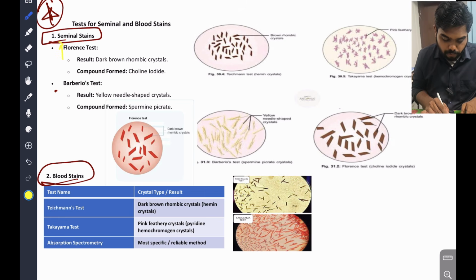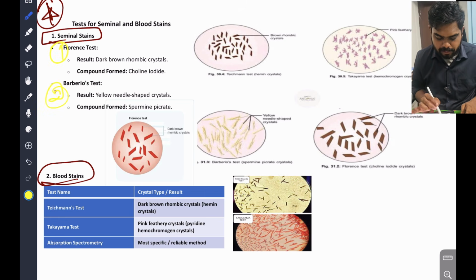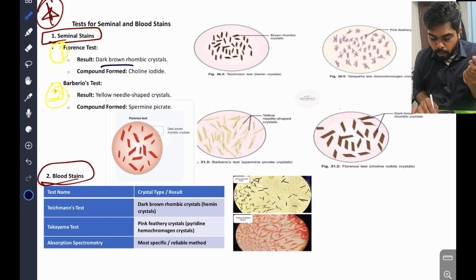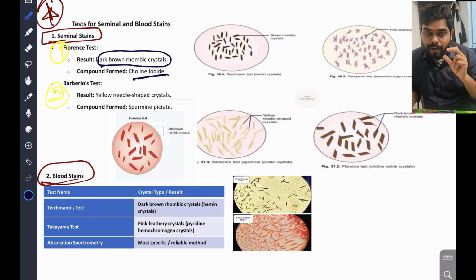One is the Florence test. Second one is the Barberio test. What is Florence test? So the result is dark brown rhombic crystals. Here the choline iodide, semen contains choline iodide. So during this Florence test, we will get something called dark brown rhombic crystal.